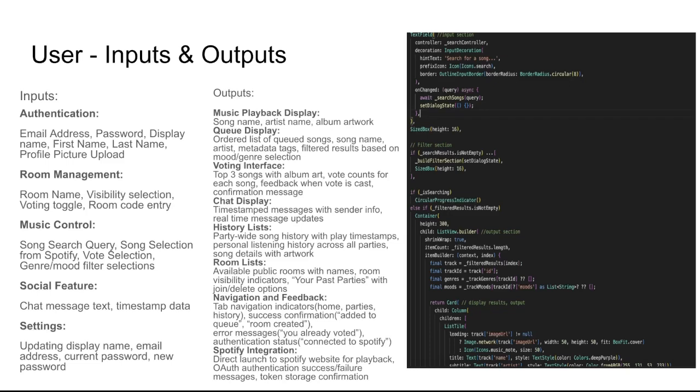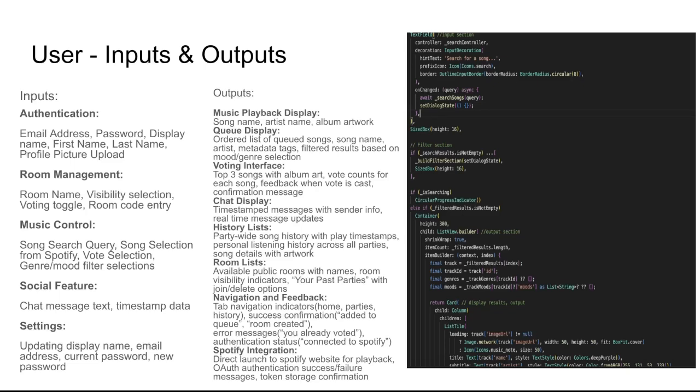History lists maintain both party-wide song history and personal listening history with timestamps and artwork. Room lists show available public rooms and past parties with join or delete options. And throughout the app, users receive navigation feedback through tab indicators or success confirmations like "added to queue" or error messages like "you already voted this song." The Spotify integration provides direct launch to Spotify for playback, OAuth authentication messages, and token storage confirmation.